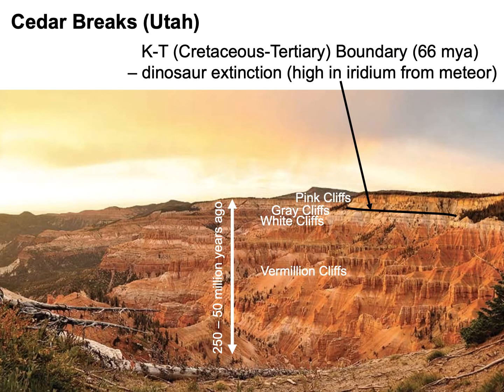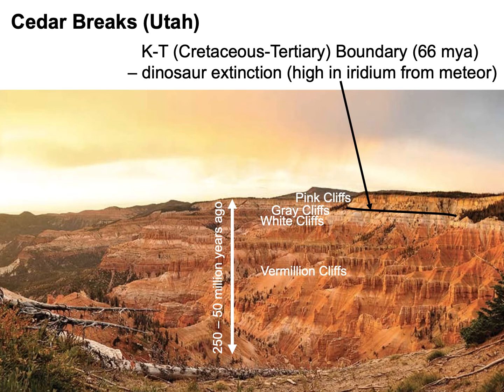Here is a photo of Cedar Breaks in Utah. So this is the upper portion of those layers in the Grand Staircase. So you can see pink cliffs at the top, gray cliffs and white cliffs, and then vermilion or red cliffs down below, representing a period from about 200 to 50 million years ago.